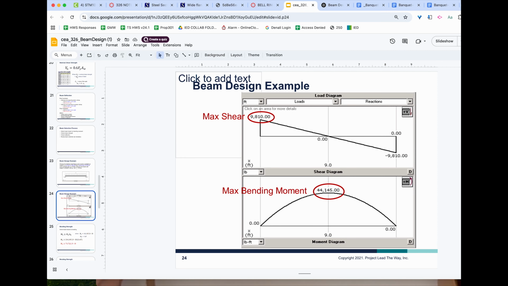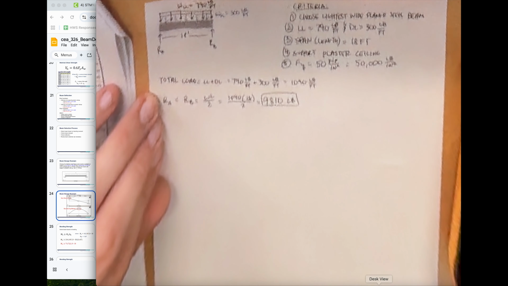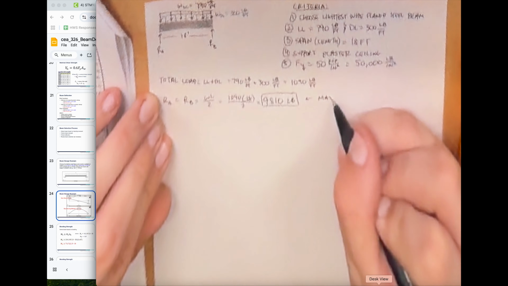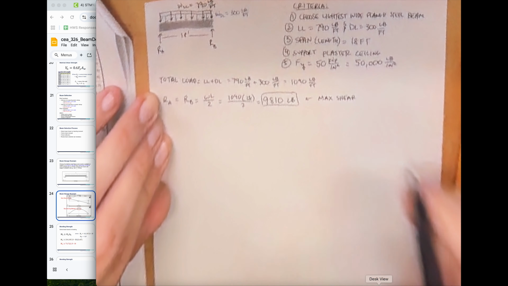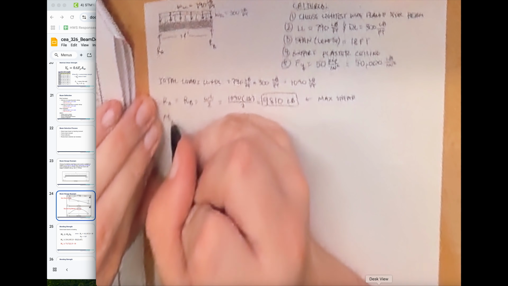Now, just as we said, if we throw this into MD Solids, we're also going to find out that that is the max shear as well. And so this is also the max shear force, right? So what we can also end up finding is the maximum moment.